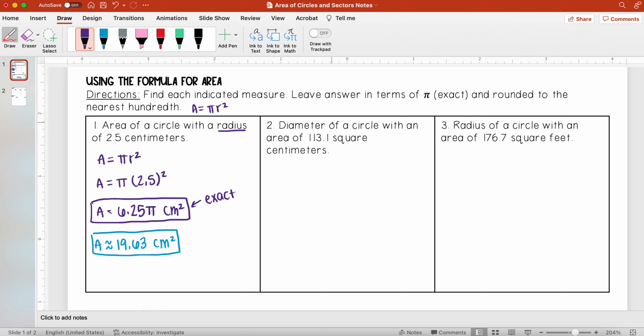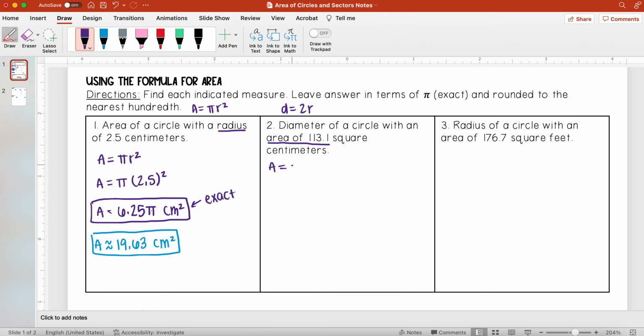Okay, number 2 says to find the diameter of a circle with an area of 113.1 square centimeters. So this time I'm going to find the diameter. I don't have a second formula that involves diameter, so I'm actually going to first have to find my radius. But also remember that your diameter is just twice your radius. It's equal to 2r. So after I find my radius, I'm just going to need to multiply that by 2, and then I'll get my diameter.